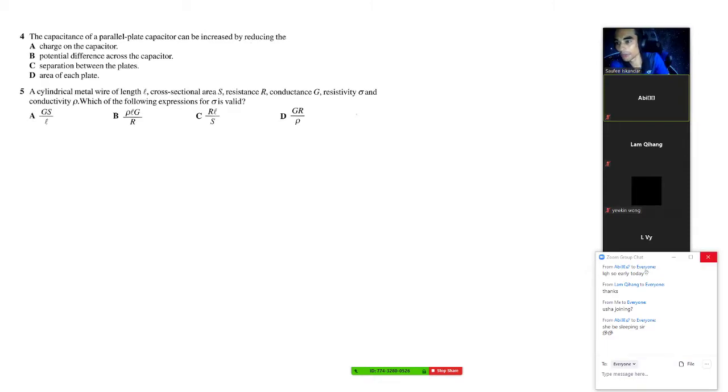So number 4: the capacitance of a parallel plate capacitor can be increased by reducing... Okay, Abi, which one do you pick? A, B, C, D? I choose D, sir. D, area of each plate. Yes, sir. Okay, Kihang? Or Wang Yu? Yukin, which one do you pick?